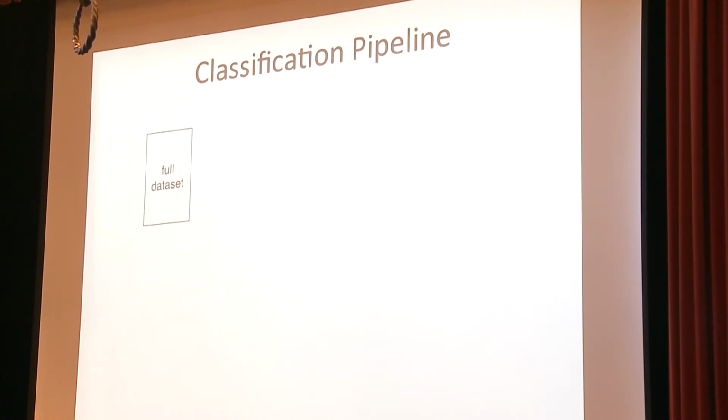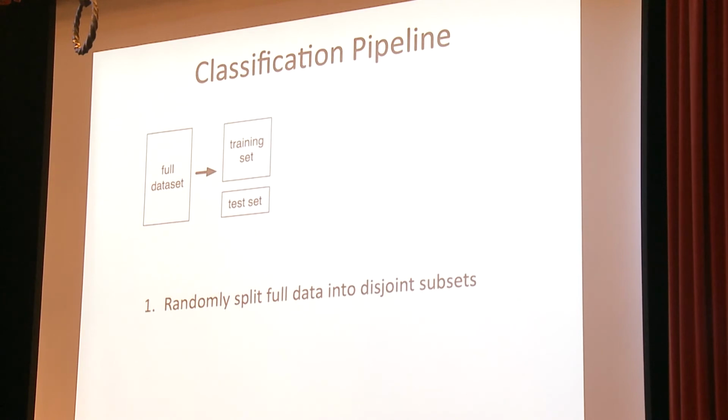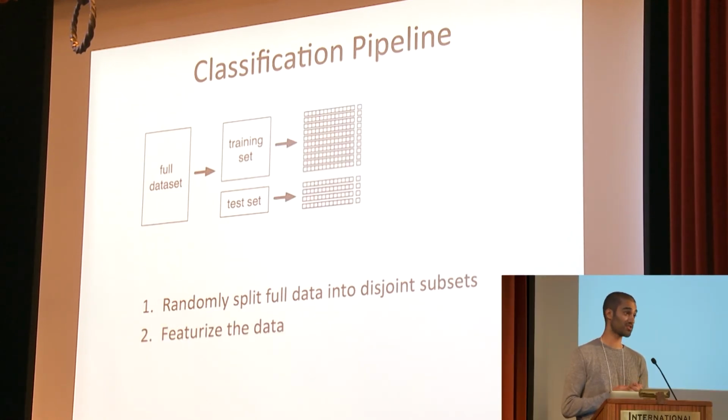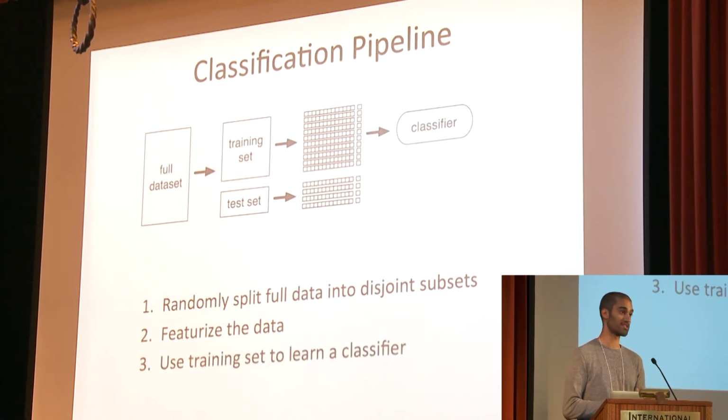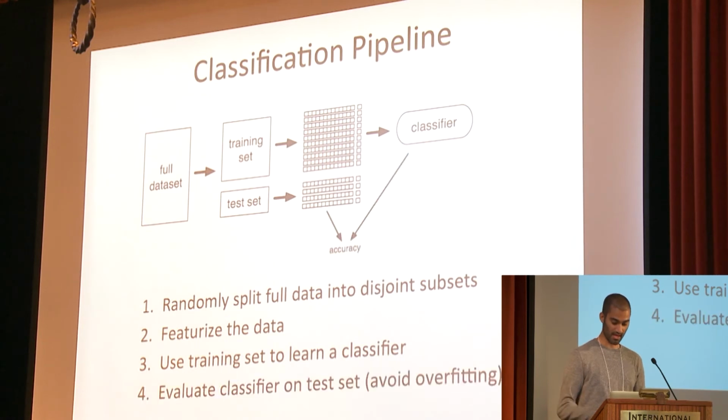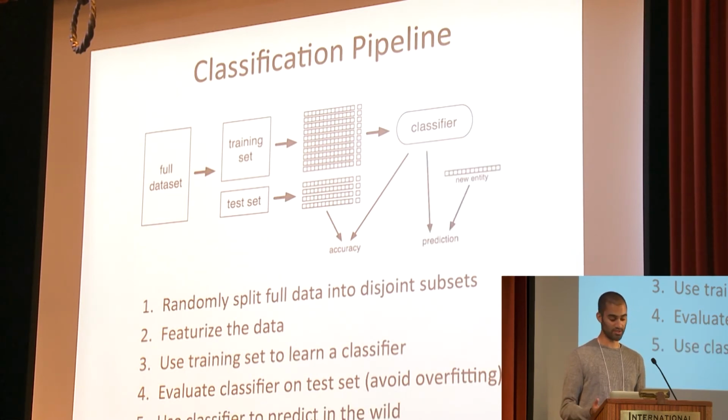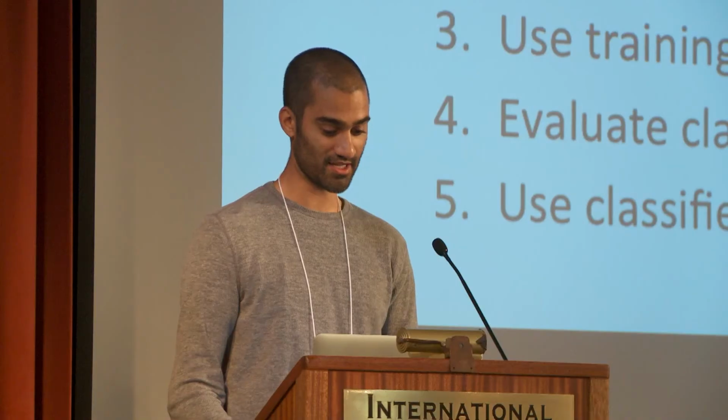Okay, so with that in mind, let's talk about what a full classification pipeline entails. You start with this full data set, and then the first thing you're going to do is randomly split into training and test sets, and I'll talk more about why that's so important later. Next, you're going to featurize your data. Basically, you're taking entities and coming up with actual features that you're then going to feed into a classifier for training. Next, once you have this classifier, you're going to evaluate its performance on the test error to avoid overfitting. And then finally, once you're happy with this classifier, you can use it in the wild on new unseen data points. All right, so now let's talk about each of these components a little more.